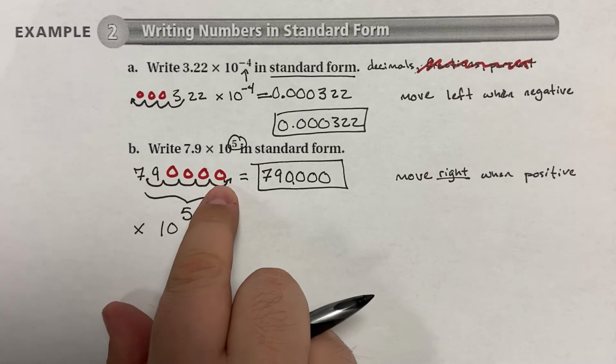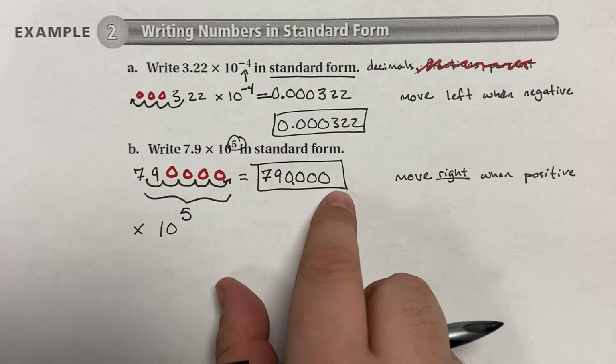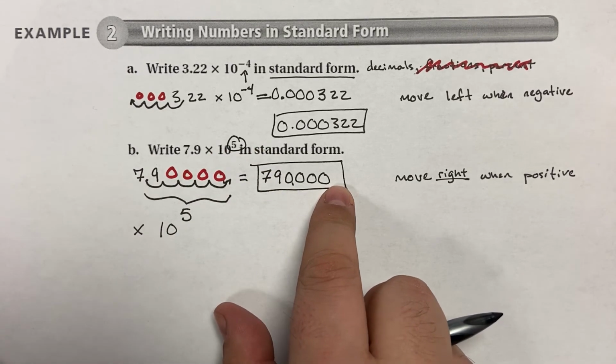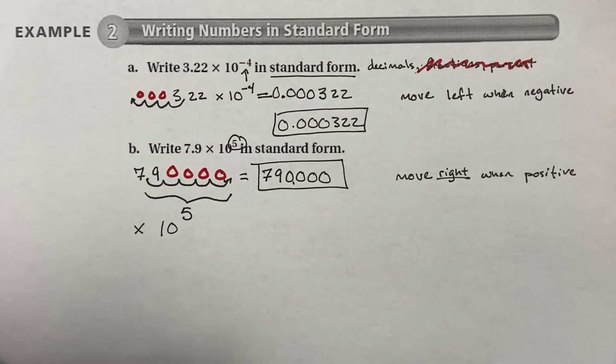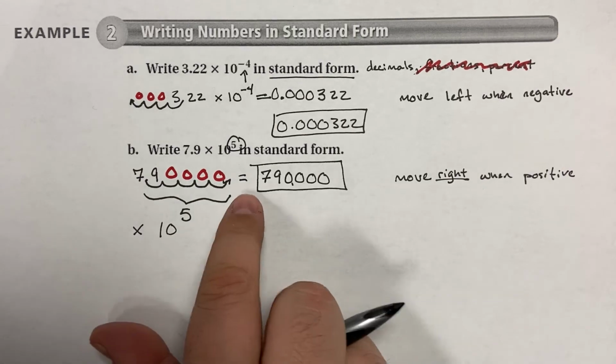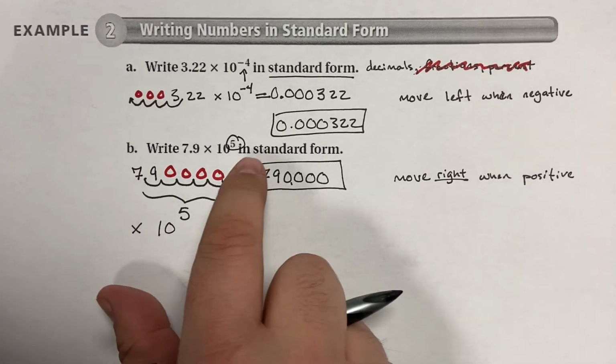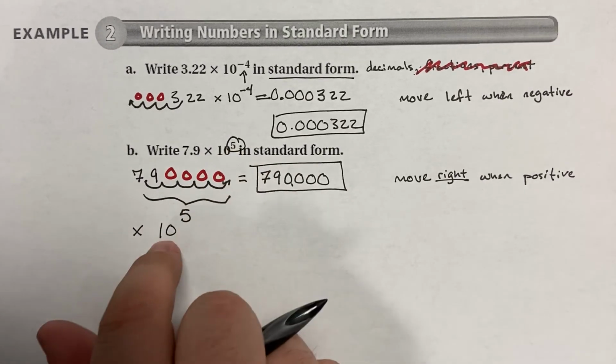So all of these zeros in red just got moved in. The decimal's here, but we don't put trailing decimals. We just leave it blank. That'd be the same thing as writing 10.0. We don't do that. We just write 10. So this is 790,000. We moved right because the exponent was positive.